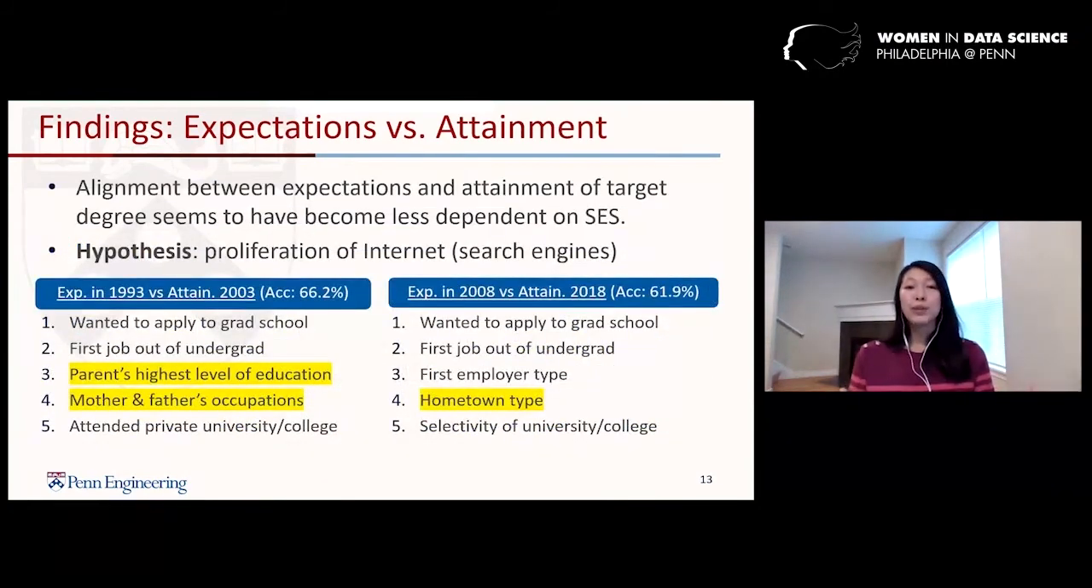So we'll see that the alignment between expectations and attainment of target degree seems to have become less dependent on socioeconomic status over time. And we can see that that's probably because in the former decade, there wasn't the internet, that people were much more reliant on their immediate network, and this included their parents. So instead of having all of these third-party sources to search for, you could only rely on what your parents told you to dictate your future. Alternatively, that's not the case in the latter study. With the proliferation of the internet, you didn't have to rely on just your parents. You could search for third-party opinions and experiences on what you can pursue and achieve later down the line.